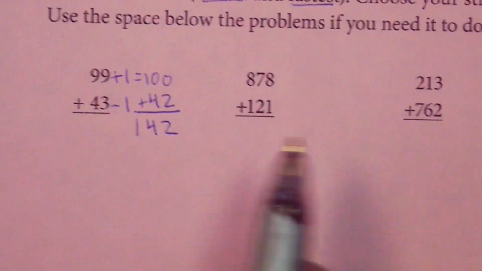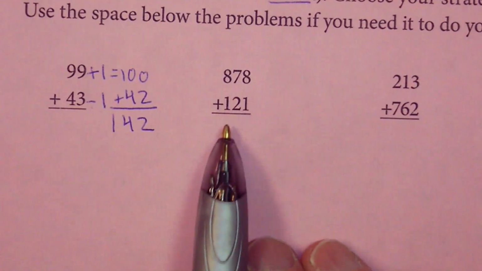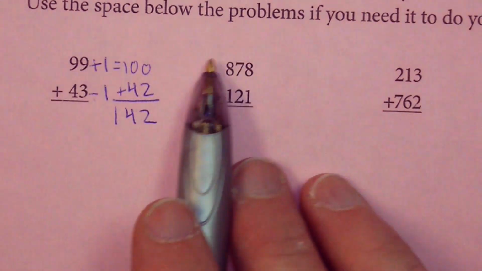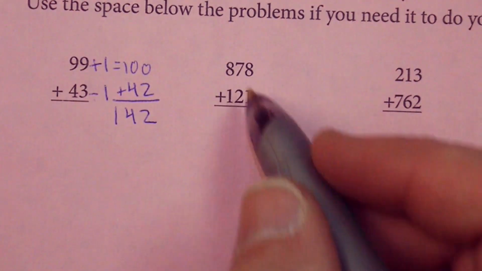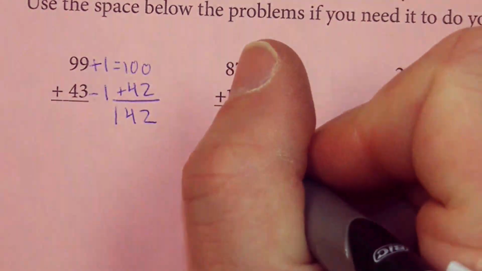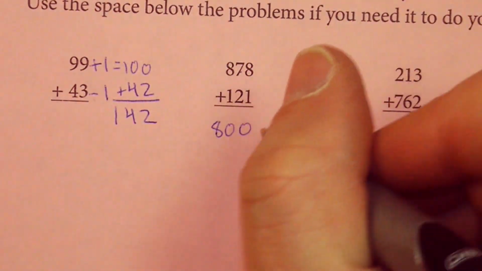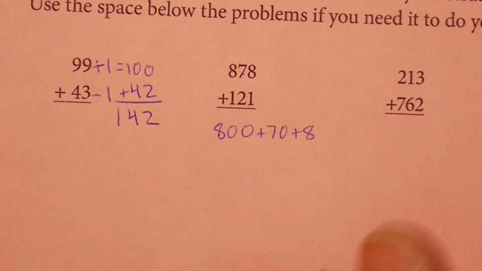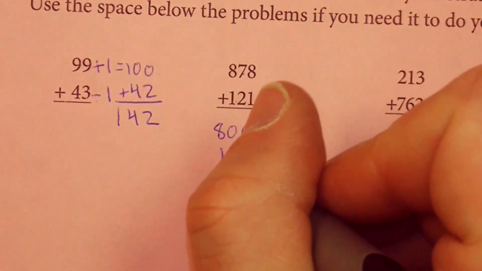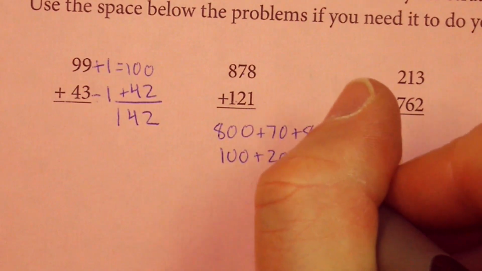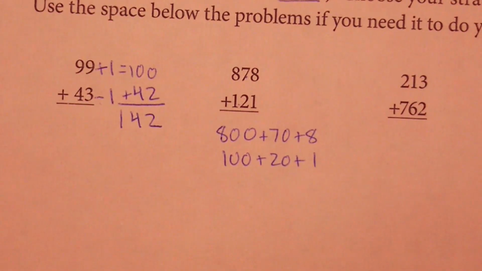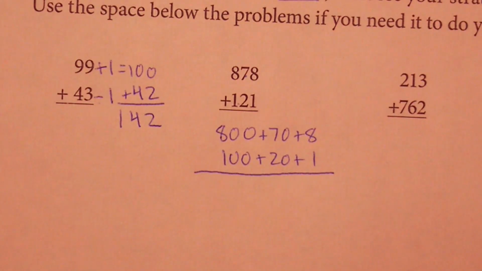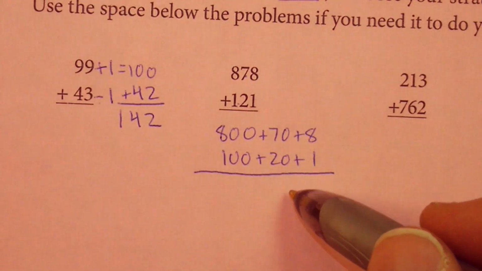All right. I look at these numbers and I say, gosh, maybe I want to do expanded form for all of these. So maybe I take 878 and I break it into 800 plus 70 plus 8. And I break 121 into 100 plus 20 plus 1. Now, this might not be the fastest or the easiest for you, but I am going to show you all of these just in case.